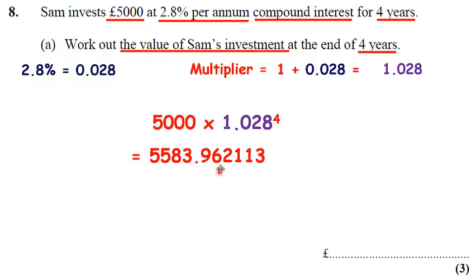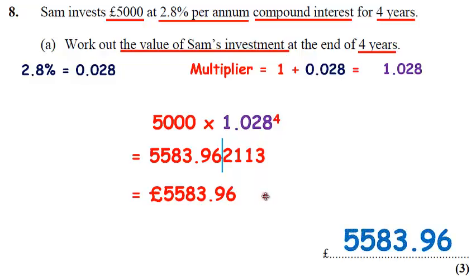Remember, it's money you're dealing with, so it's 2 decimal places we're working to. Right, 2 decimal places, and there's no rounding necessary for that. The next number along is 2, so I'm going to write down my answer as 5,583.96. Okay, really straightforward this question is. You should be able to get those 3 marks easily.